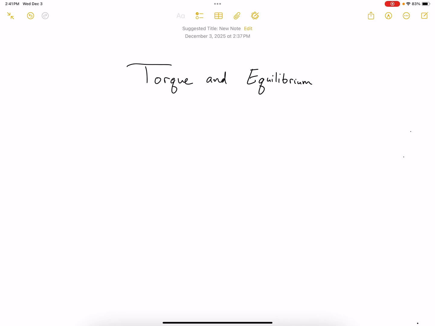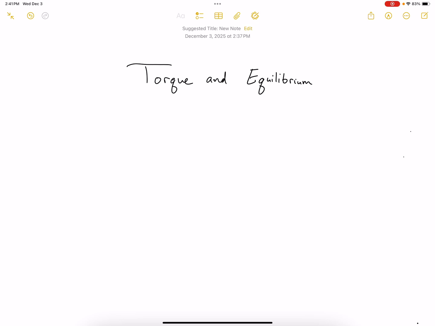Hey everyone. I wanted to do this video to give you a quick reteach on the topic of torque and equilibrium. I know this is something we have already done in class, but I wanted to go over it quickly and cover the topics that are going to be most helpful when it comes to retaking the assessment, which you'll be doing soon.